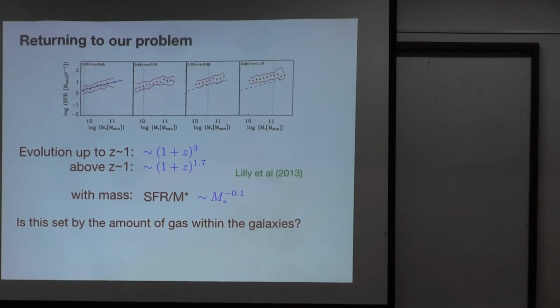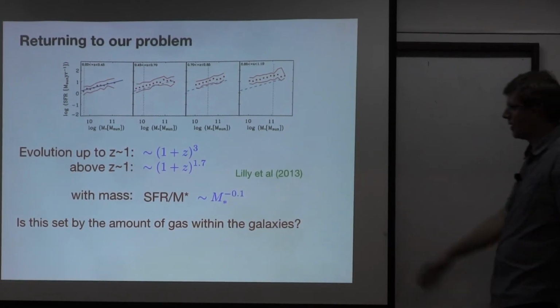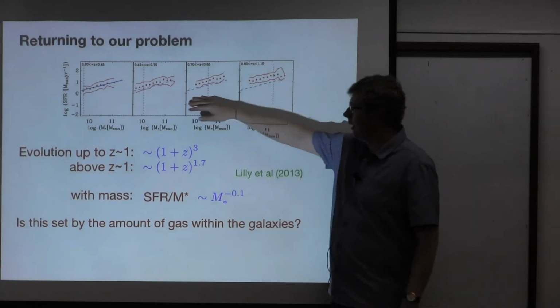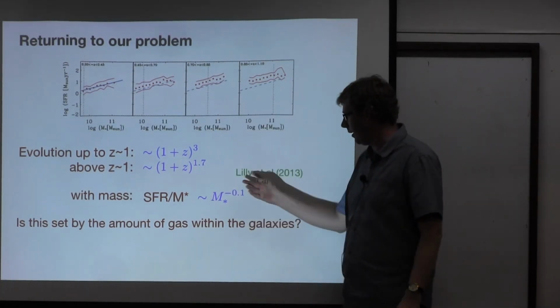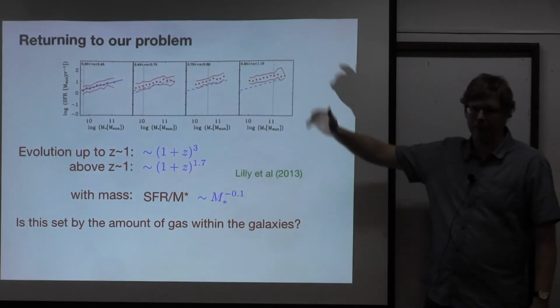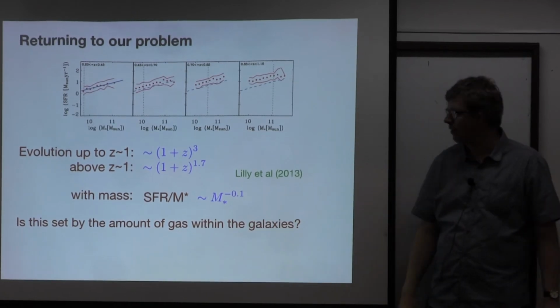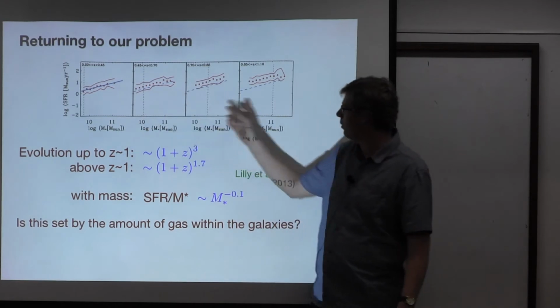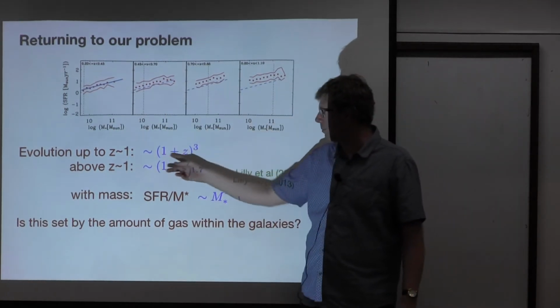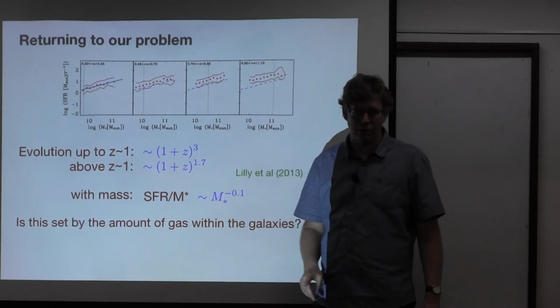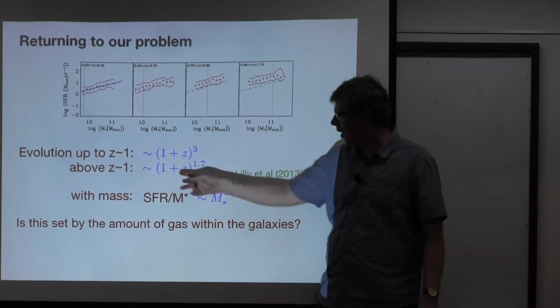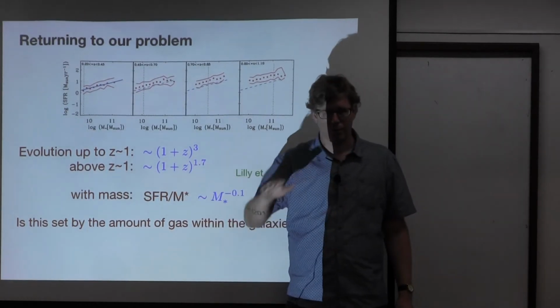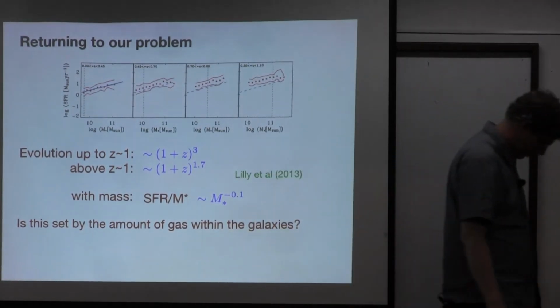Okay, so can we summarize this a bit more simply? Well, Simon Lilly did this in a paper. He took this data and he just says, okay, what's the evolution like? And he found that this evolution in this range from 0 to 1 is well represented by a function (1+z) to the 3rd power. At higher redshift, he found a shallower slope. It doesn't go as quickly.